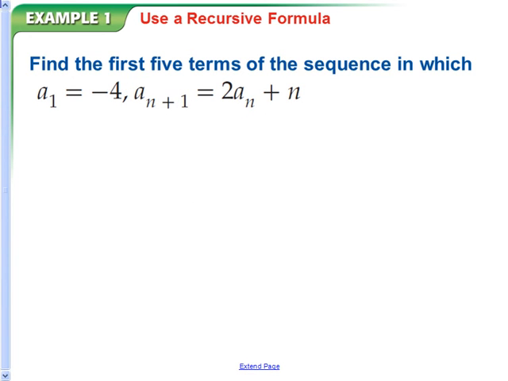Okay, how about this one? This is different because it's got that n in there. So I start off with negative 4, but then my next one is 2 times my previous plus the previous number's place.